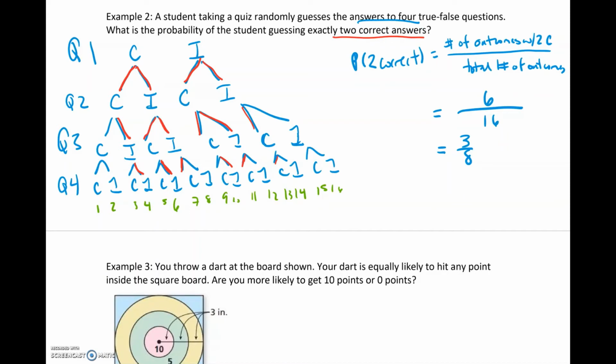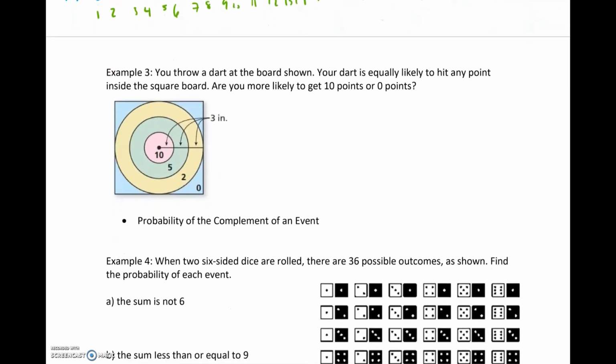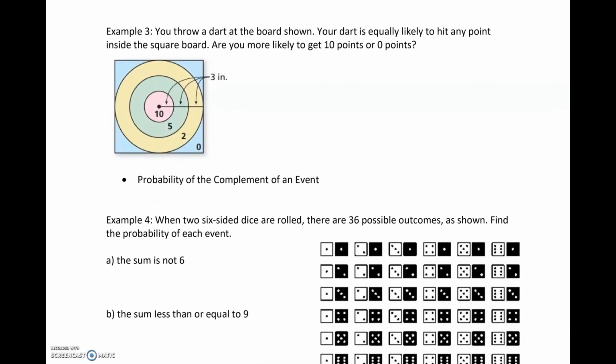All of our situations are going to be different depending on the problem. Example 3 is an interesting one that applies a little bit of geometry to our probability. Here in example 3, we're still calculating theoretical probability. We're going to throw a dart at this board, and our dart is equally likely to hit any point inside the square board. Hopefully you guys picked that up. It's a square board. We'll come back to that in a moment. Are we more likely to get 10 points or 0 points?